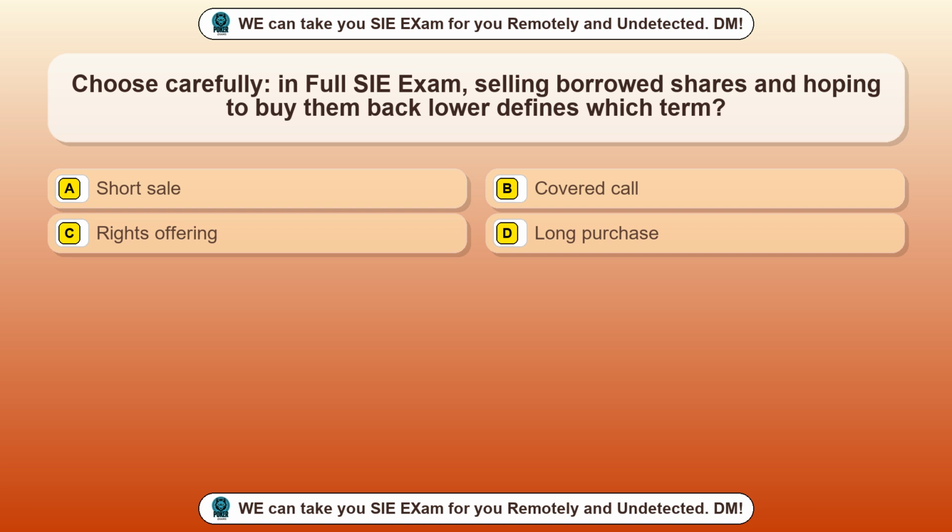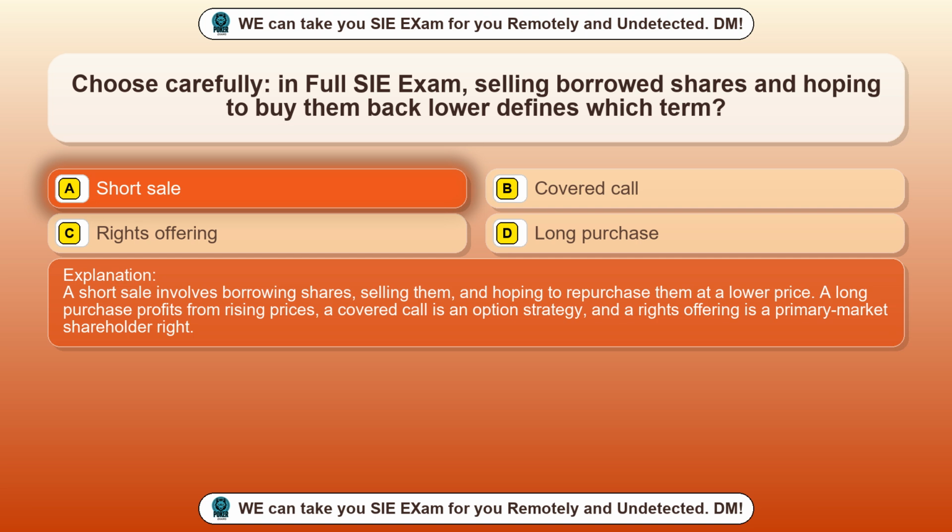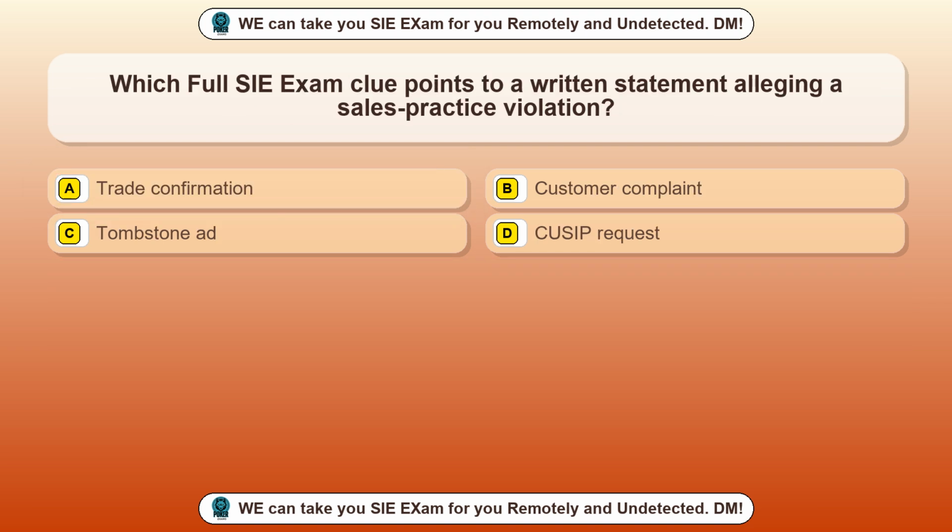Question 13. Choose carefully in full SIE exam, selling borrowed shares and hoping to buy them back lower defines which term? Option A, short sale. Option B, covered call. Option C, rights offering. Option D, long purchase. The correct answer is option A, short sale. A short sale involves borrowing shares, selling them, and hoping to repurchase them at a lower price. A long purchase profits from rising prices, a covered call is an option strategy, and a rights offering is a primary market shareholder right.